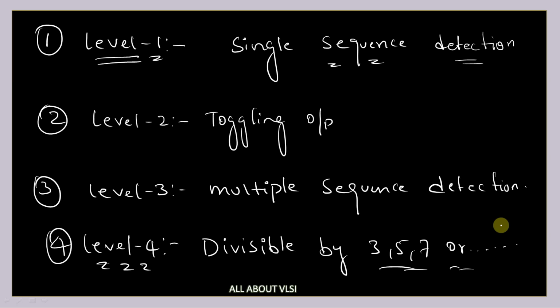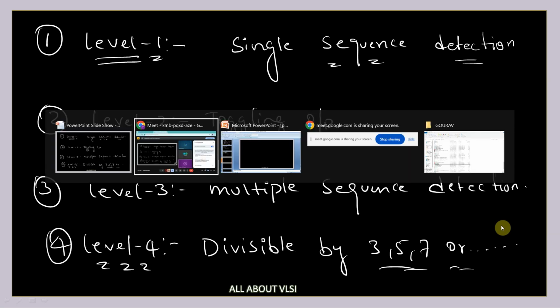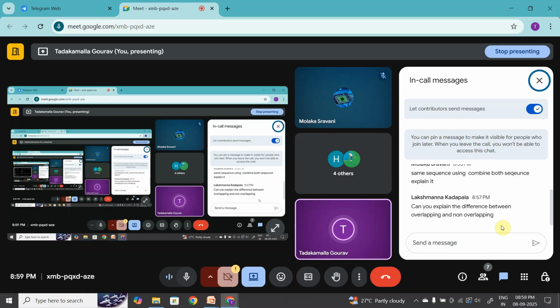So first we are discussing single sequence detection, where we consider overlapping and non-overlapping sequences. If you have any doubts in the level 1 set of problems, please let me know. We will discuss it, and after that we will go to level 2.